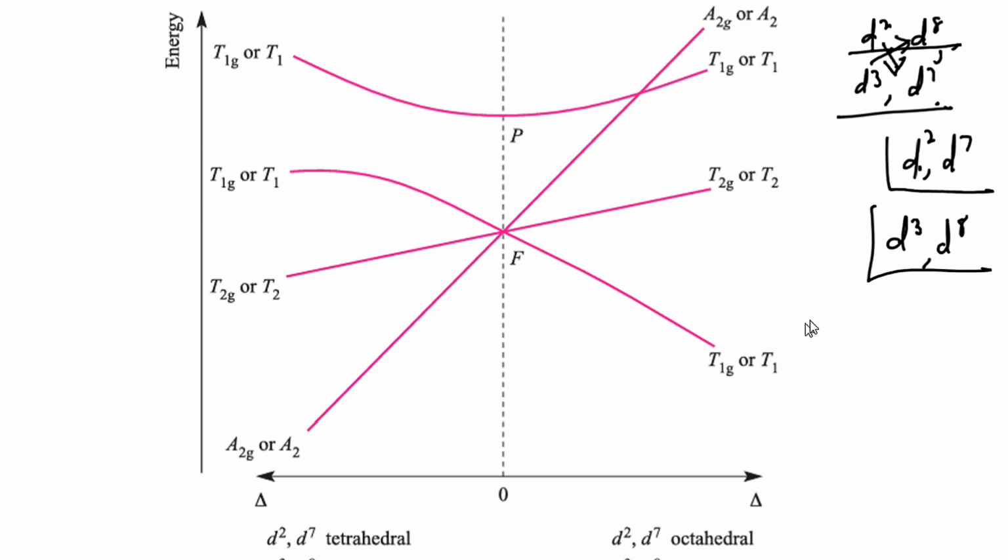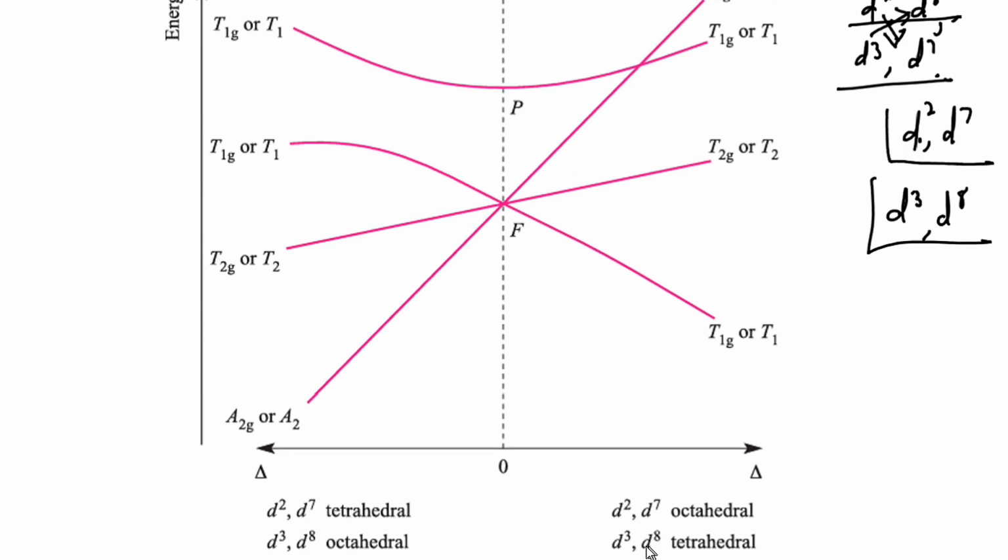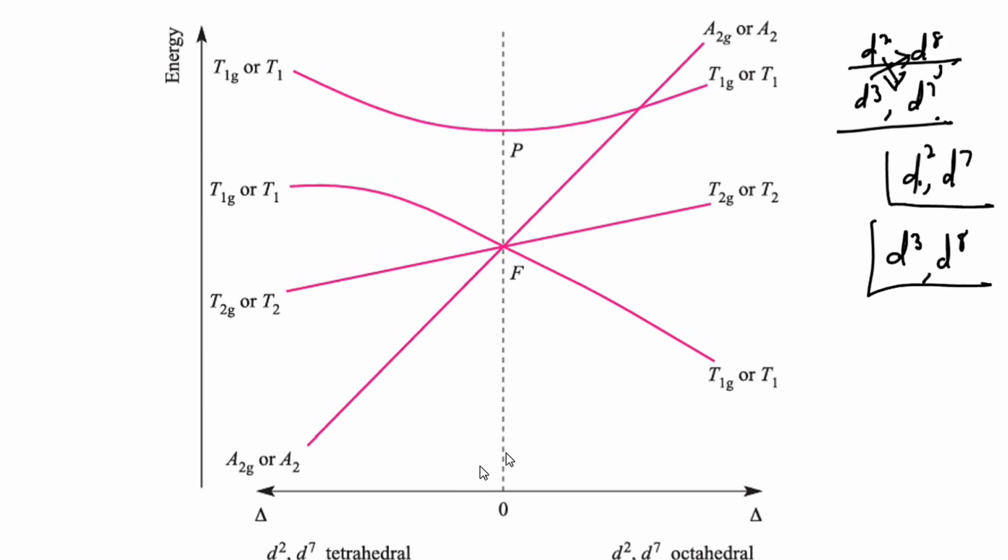Looking at this, we have D2 octahedral here, D2, D7 tetrahedral here. Also we now have D3, D8 tetrahedral here, and D3, D8 octahedral here. Now let's look at the splitting pattern. Recall we said that for D2, it's basically 3F and 3P. Also for D7, let's start with this side, D7 is basically 4F and 4P, right?